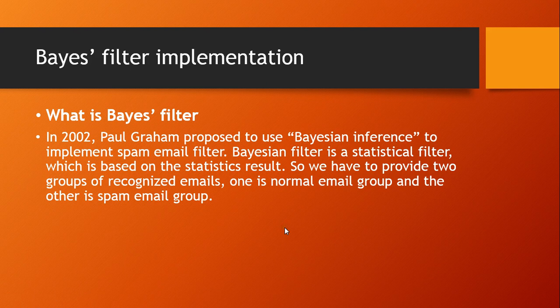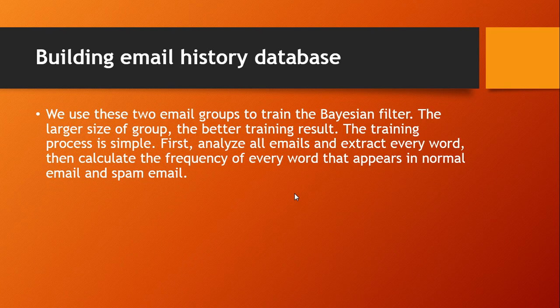Next is the Bayes filter implementation. First we need to know what a Bayes filter is. In 2002, Paul Graham proposed using Bayesian inference to implement the spam filter. What we need is two groups of organized email: one is the normal email group and the other is the spam email group. We need to build an email history database, and we use these two groups to train the Bayesian filter. The larger the size of the groups, the better the training result.